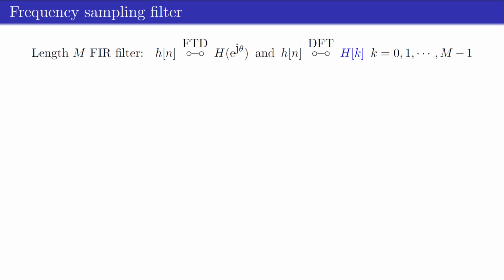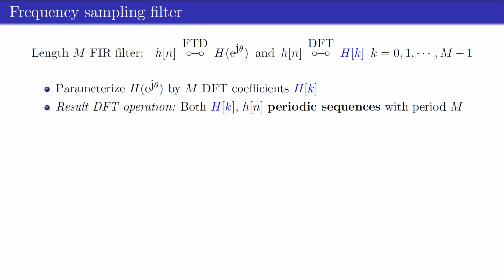Another method for FIR filter design is the frequency sampling approach. With frequency response H(e^jθ), which is the FTD of the length M FIR impulse response h[n], and H[k], the M DFT coefficients, we have seen in the module about special filter structures that the frequency sampling filter parameterizes the desired frequency response H(e^jθ) at M uniformly spaced frequencies between θ is 0 and θ is 2π by the M DFT coefficients H[k].